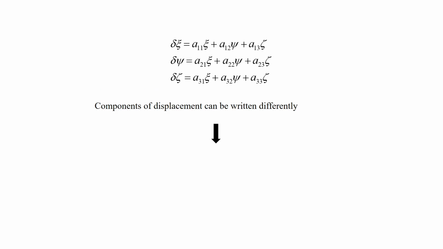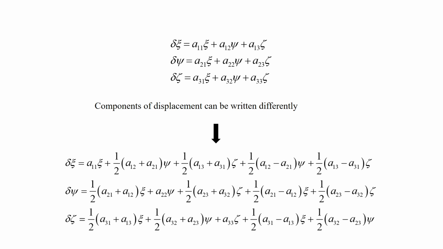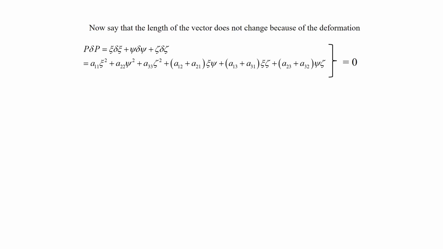The components of displacement can be written a little bit differently. Here, for example, delta xi is a11 xi plus a12 psi plus a13 zeta. We can expand it as a11 xi plus half of a12 plus a21, plus half of a13 plus a31, and again, since I have added some part, I have to subtract that part, and like this. Like that, all the components, delta xi, delta psi and delta zeta, can be expanded like this. Why are we doing all that? We will see right now.